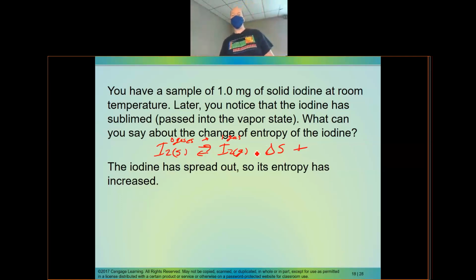For this reaction, you can also predict delta H. You can't always predict delta H, but for many of these things you can. You know that you're going to have to heat a solid in order to turn it into a gas. And so we also know that our delta H is going to be positive, and it is endothermic. So we're going to more disorder, and the reaction is endothermic.